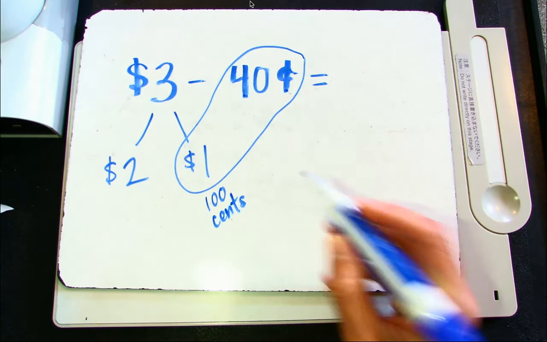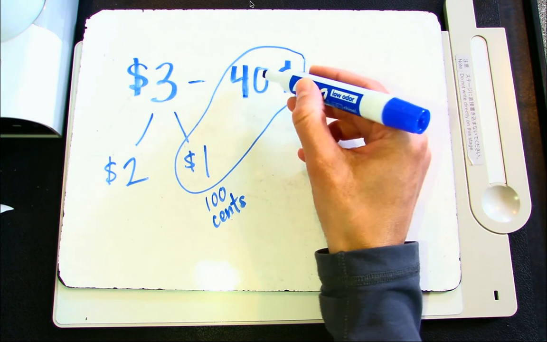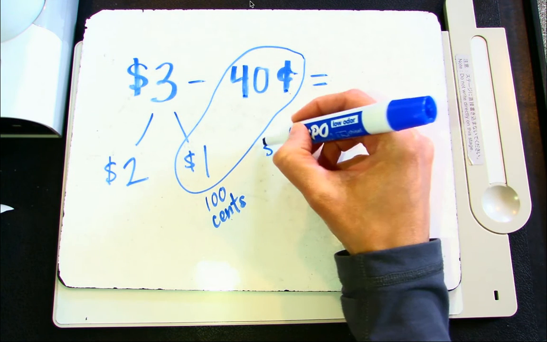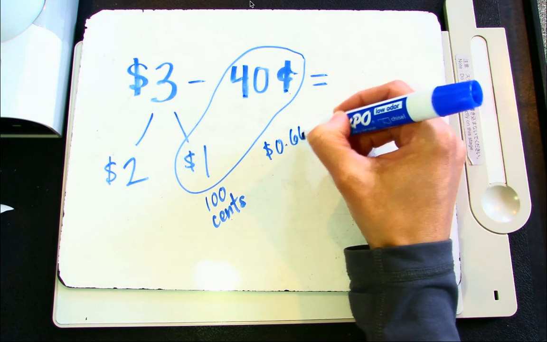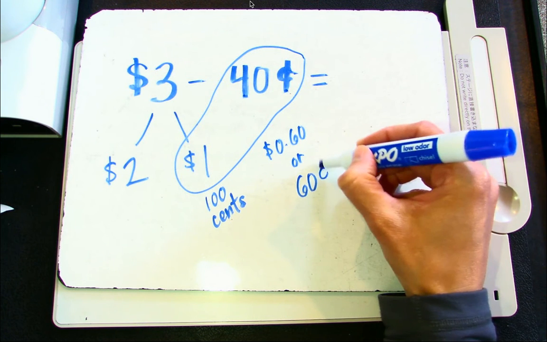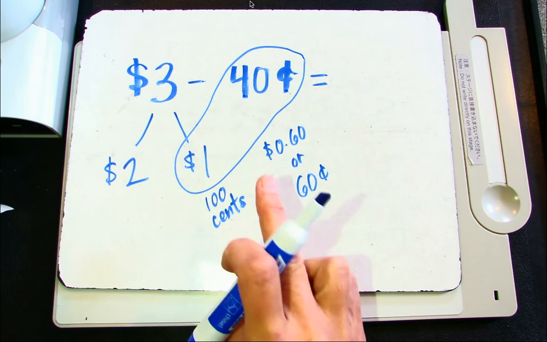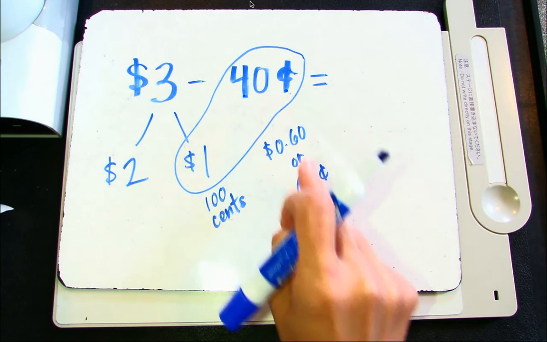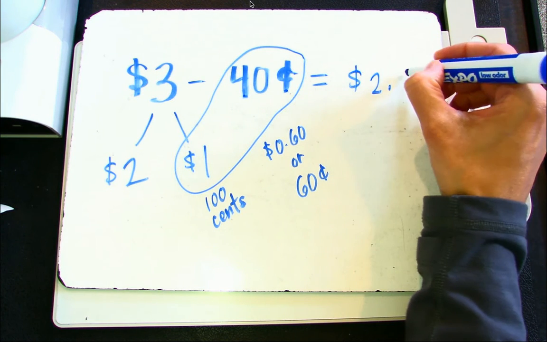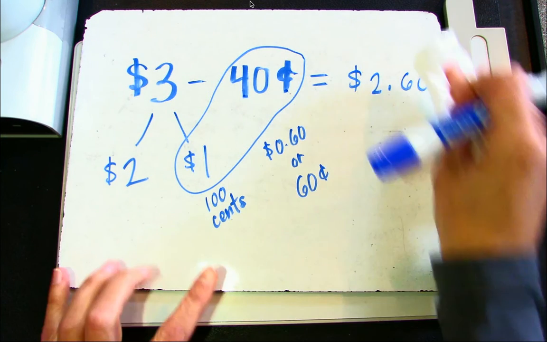And we know $1 is the same as 100 cents. So we could think about, well, 100 minus 40 is 60. Or we could think about 40 plus 60 makes 100. So here we would have 60 cents. And then we still have our $2 here. So we have our $2, and then we subtracted $1 minus 40 cents is 60 cents. So our answer is $2.60.